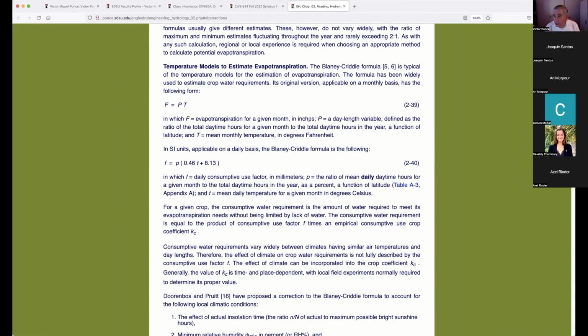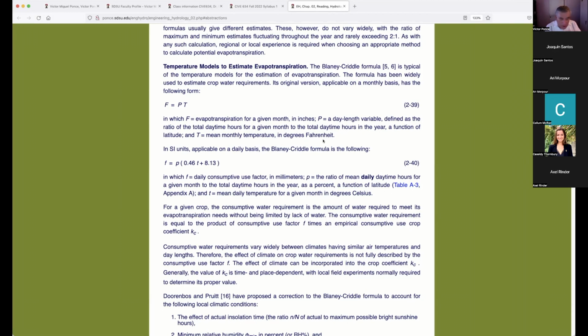The Blaney-Criddle formula originated for a monthly basis and in US customary units, feet-pound. F would be evapotranspiration for a given month, P a day length variable, defined as the ratio of the total daytime hours for a given month to the total daytime hours in the year. So it had to do with the insolation per month. Depending on the latitude, there's variation in the amount of insolation, which is the exposure to the sun. T is the temperature in degrees Fahrenheit.